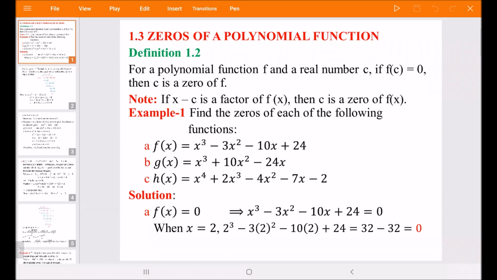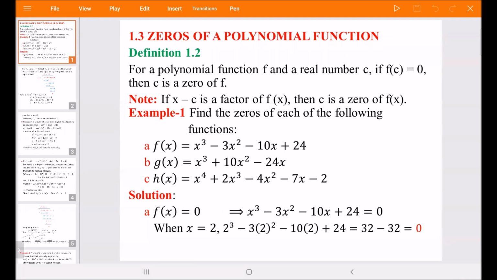So f of x is equal to 0. Now, to find the zero of a polynomial, what you do is simply set the given function equal to 0. That means the expression x cubed minus 3x squared minus 10x plus 24 equals 0. Now, if you list the factors of 24: plus or minus 1, plus or minus 2, plus or minus 3, plus or minus 4, plus or minus 6, plus or minus 8, plus or minus 12, plus or minus 24. These are the complete list of factors of 24.